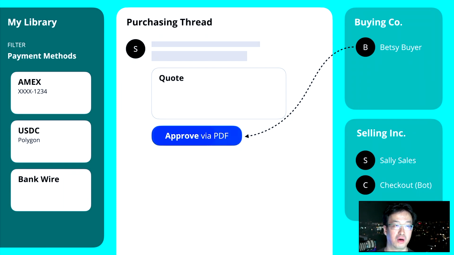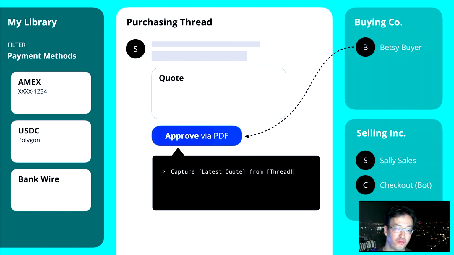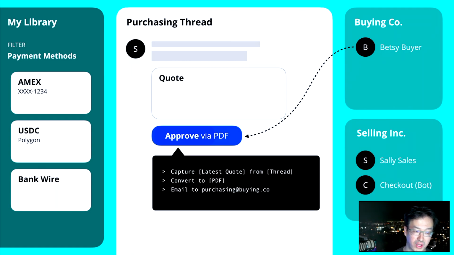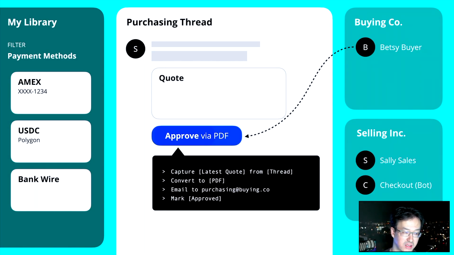Then Betsy Buyer says, okay, I can approve it, but my approval method within my company is pretty archaic. It's going to be through PDF. So they substitute that action with a more specific implementation that is provided by the buying company for this approval action. And when Betsy clicks on it, it will capture the latest quote from this thread, convert that quote into a PDF, and then email it to purchasing@buying.com. And then it will come back and mark in this thread that it has been approved by Betsy or by someone that Betsy has escalated to.